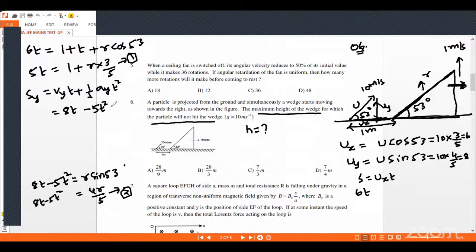Squaring and adding, 3r by 5 and 4r by 5 will give r square. And upon calculation, we get r equal to 35 by 9 meters. So the height h equals r into 4 by 5, that is 4 by 5 into 35 by 9, that is 28 by 9 meters.